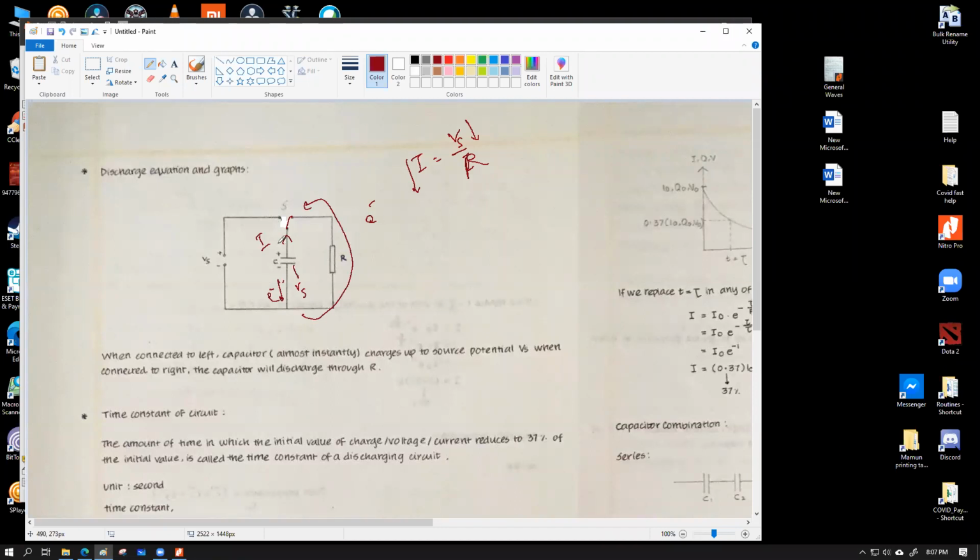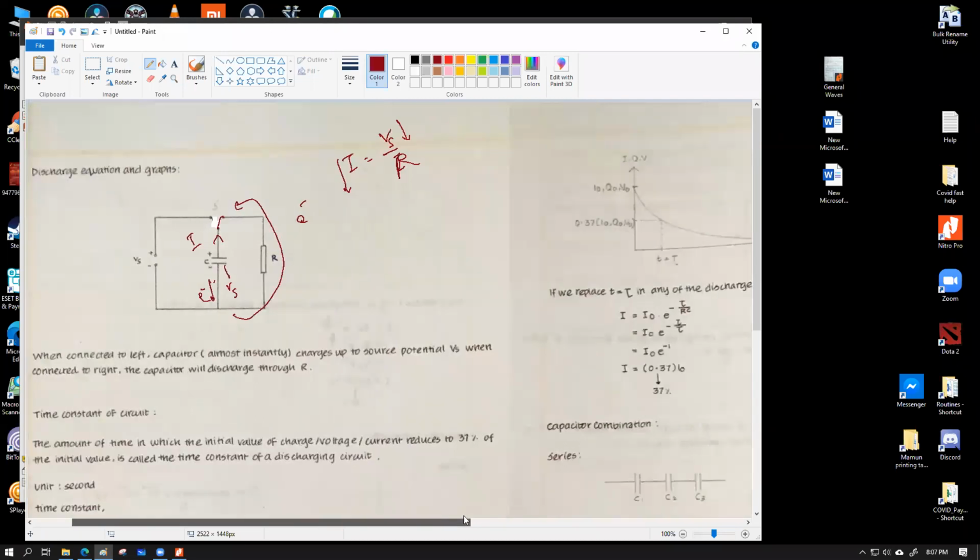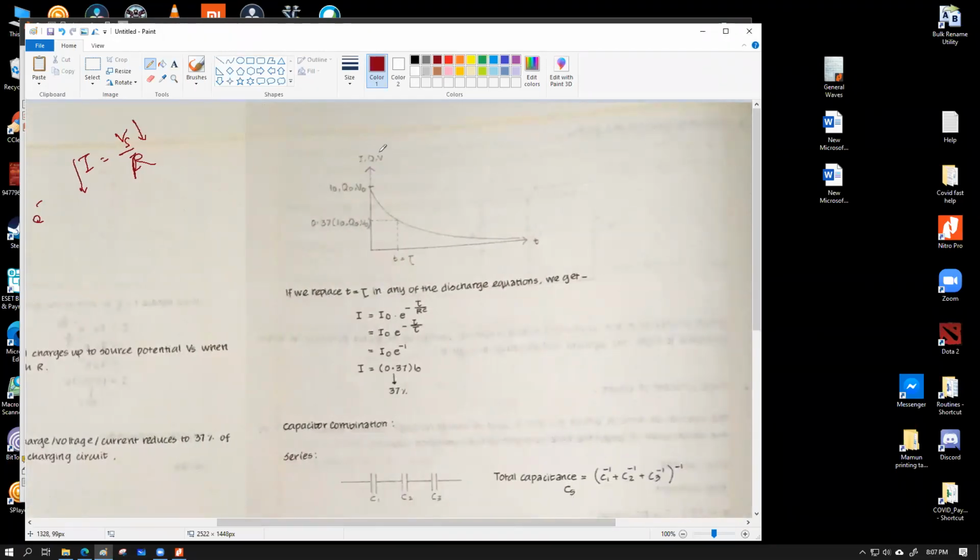As a result, the stored charge in the capacitor is also going to be reducing. It so happens that the graph of charge versus time, or current versus time, or voltage versus time, all three shapes of the capacitor discharge have this common shape. This figure is not drawn to scale. This is a sketch representing that all three variables, whether I, Q, or V, are going to change with respect to time by the exact same shape.